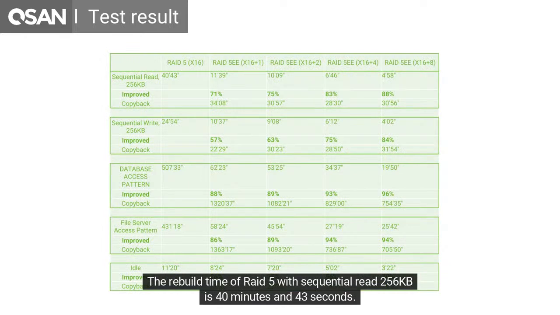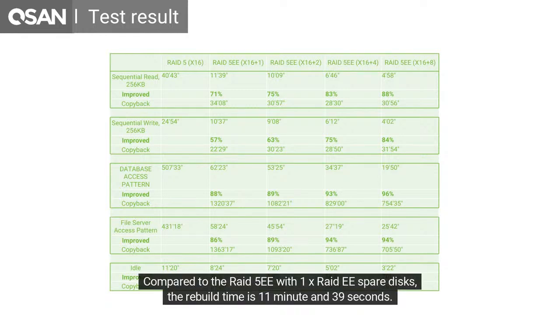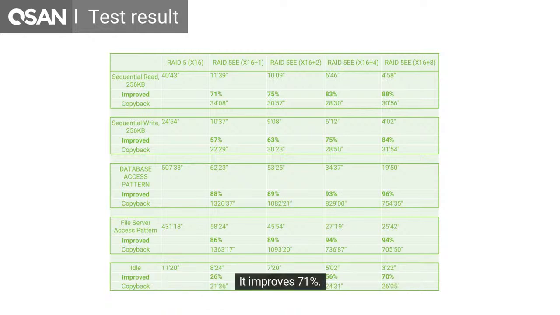The rebuild time of RAID 5 with sequential read 256 kilobytes is 40 minutes and 43 seconds. Compared to the RAID 5E with 1x RAID E spare disks, the rebuild time is 11 minutes and 39 seconds. It improves 71%.